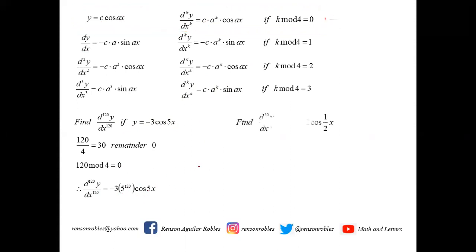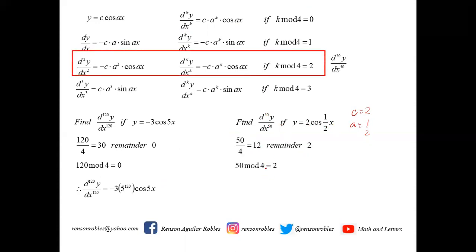One more. Say we want to look for the 50th derivative of y in terms of x if y equals 2 cosine half x. Again, we know that a is equal to 1 half and that c is equal to 2. Dividing 50 by 4, that's 12 remainder 2, or 50 modulo 4 equals 2. So it will have a structure like this: negative c, that's negative 2, times a raised to k, that's 1 half raised to 50. Then you just affix cosine ax, and that's cosine of 1 half x.